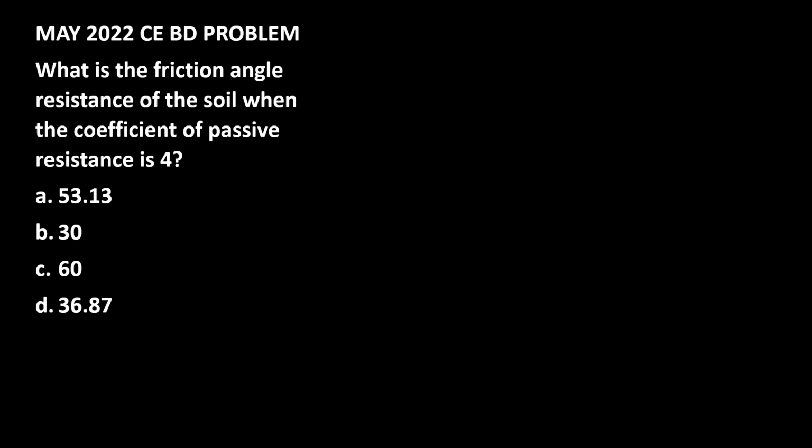For our board problem in this session, this problem was actually administered during the May 2022 Civil Engineering Licensure Examination. And this is the problem. What is the friction angle resistance of the soil when the coefficient of passive resistance is 4? And as shown below are our choices. A, 53.13 degrees, B, 30 degrees, C, 60 degrees, letter D, 36.87 degrees.